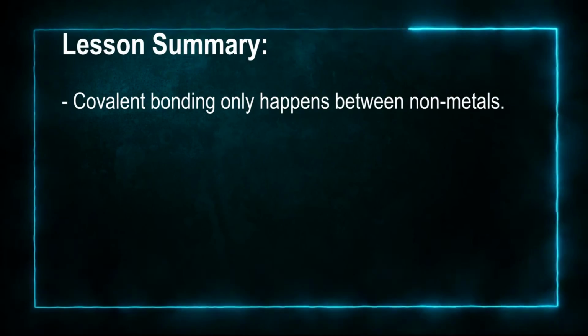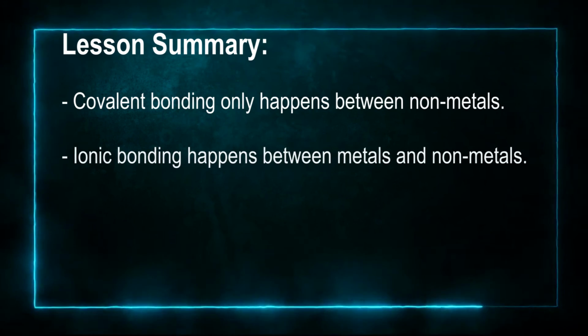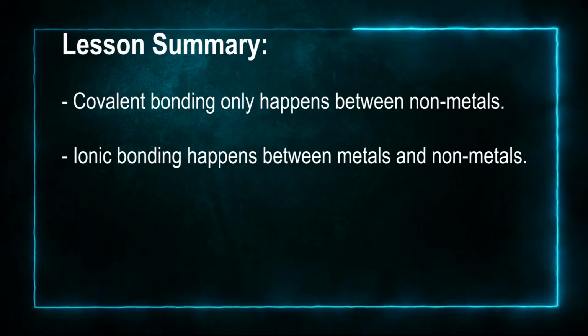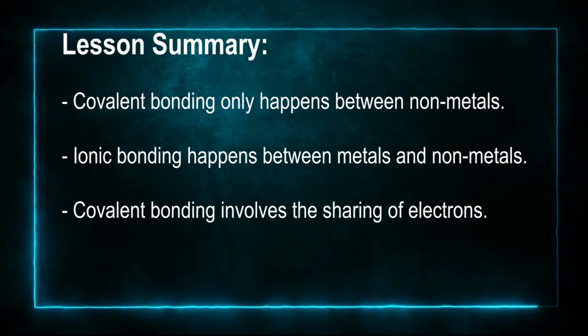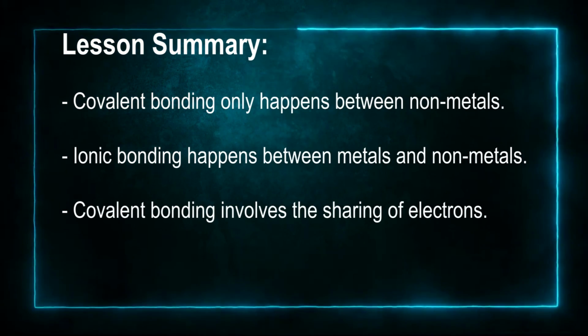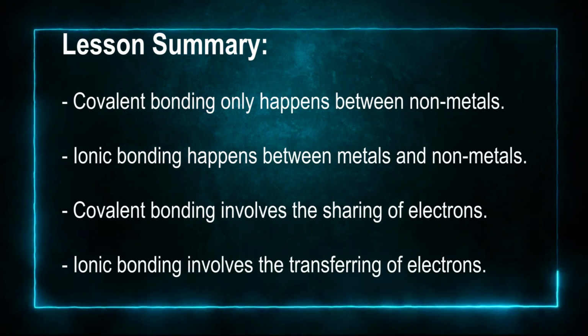Wow! We have come to the end of lesson 1. Let's have a look at the lesson summary. Covalent bonding only happens between nonmetals, while ionic bonding happens between metals and nonmetals. Covalent bonding involves the sharing of electrons. Ionic bonding involves the transferring of electrons.